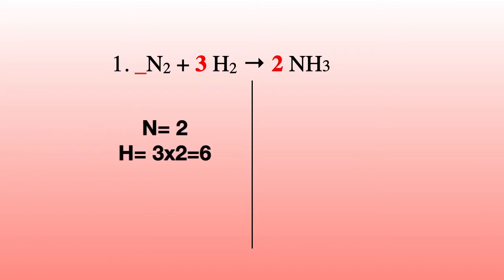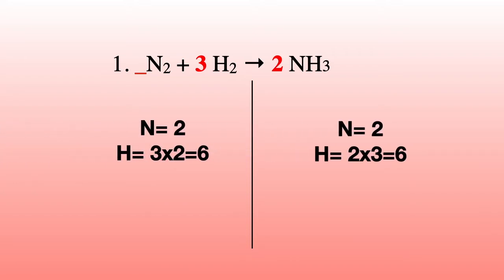Let's add a coefficient of 3 on the reactant side and a coefficient of 2 on the product side. On the reactant side, we get N equals 2, H equals 3 times 2 equals 6. On the product side, we get N equals 2, H equals 2 times 3 equals 6. Is this equation balanced? The answer is yes. The number of atoms for each element is equal for both reactants and products, along with the same total charge, making this balanced. This is also known as the law of conservation of mass.